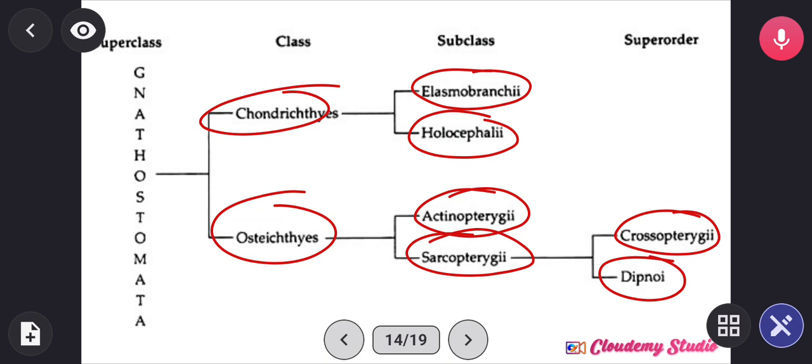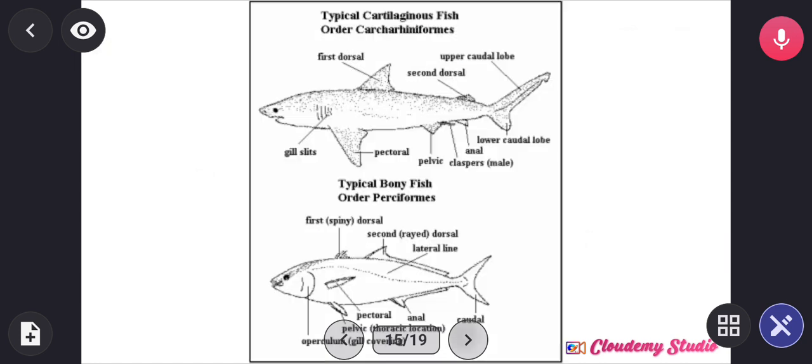And we also have some super orders of chondrocytes and osteocytes as well. But these are the basic ones that I want to introduce to us now. We have the Elasmobranchii and Holocephali for chondrocytes, or cartilaginous species, and Actinopterygii and Sarcopterygii for osteocytes, that is, for bony fishes. You understand? Now, this is the main difference between the cartilaginous species, which is the chondrocyte, and the bony fish, which is the osteocyte.